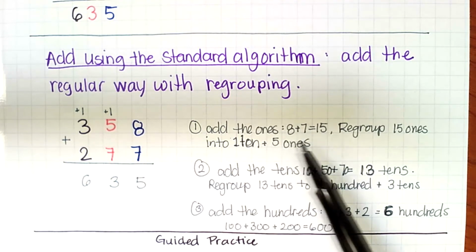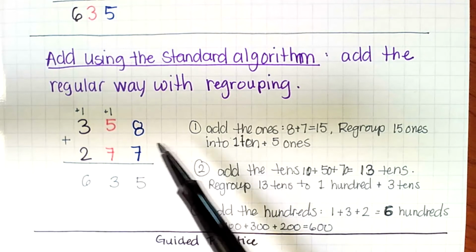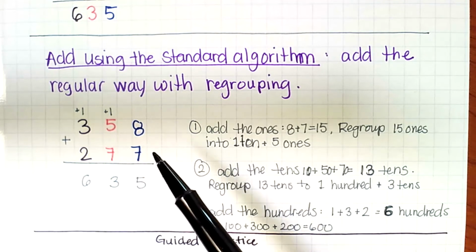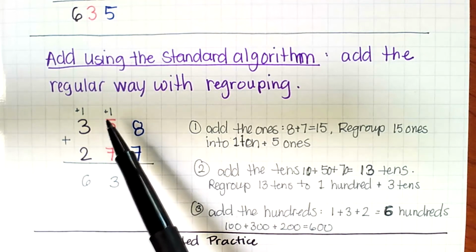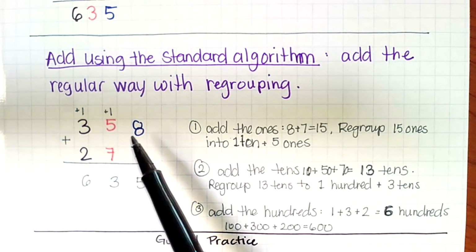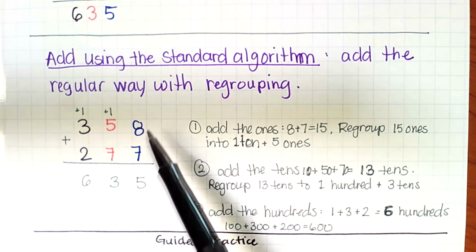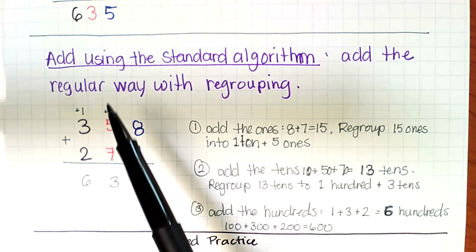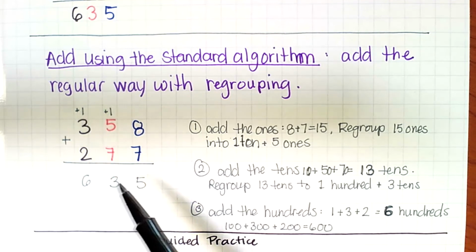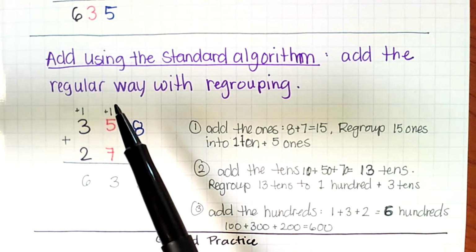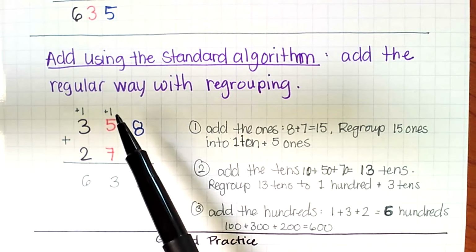So I'm going to regroup that 15 into one group of ten and 5 ones, because when we write 15, we have a 1 in the tens place and a 5. So our place values need to stay the same. All the ones line up, all the tens line up, all the hundreds line up. Since 15 has a group of 10, that one group of 10 is going to get stacked on top of the tens place.